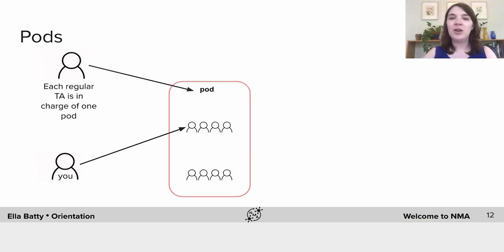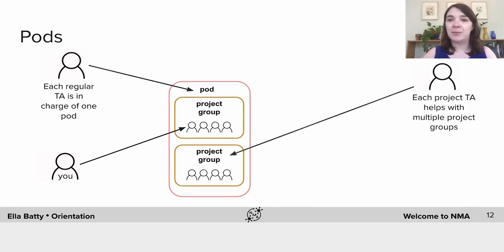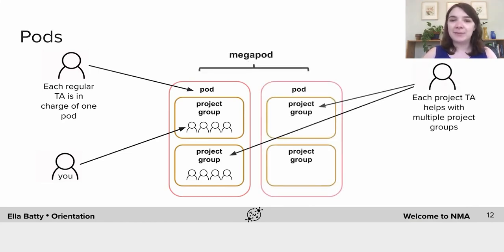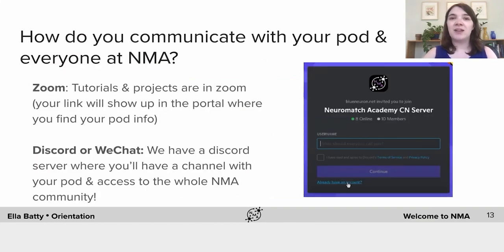Within each pod, you will form multiple project groups. Your project group will be assisted by a project TA and a mentor who is volunteering their time to help you in your project. Each project TA and mentor will be helping with multiple project groups. So there's a lot of people you'll be communicating with. How do you do that?